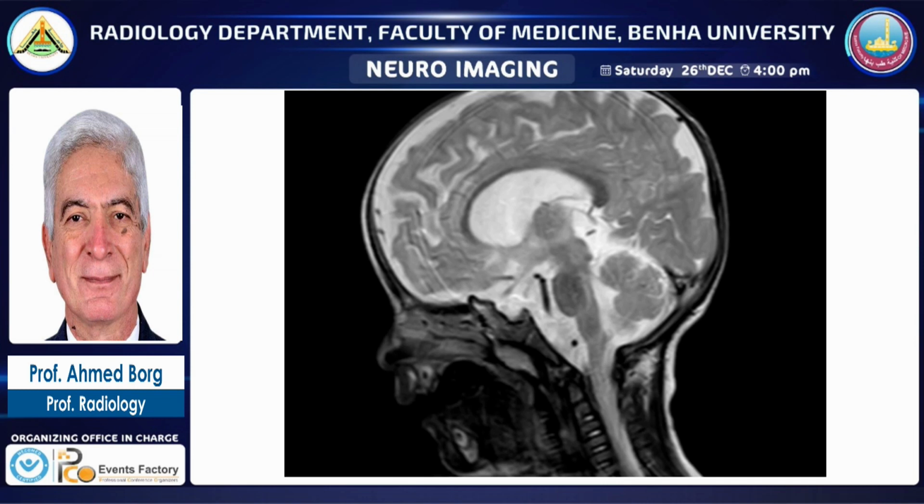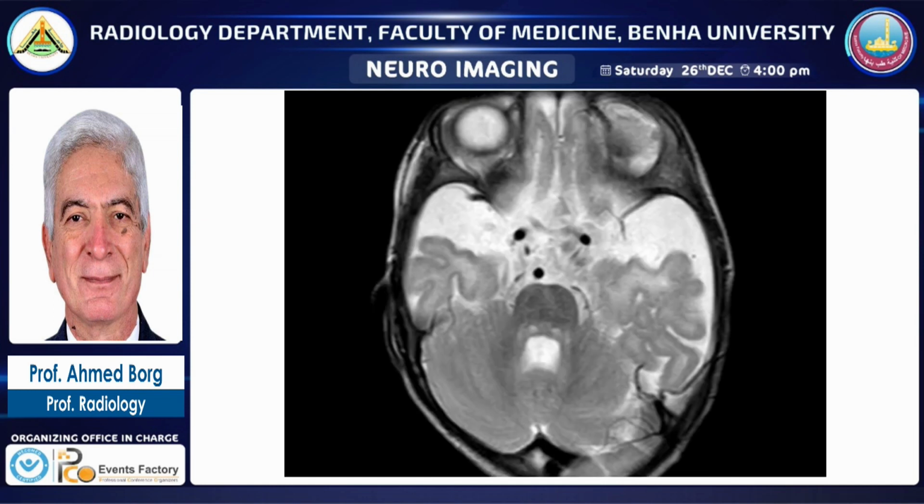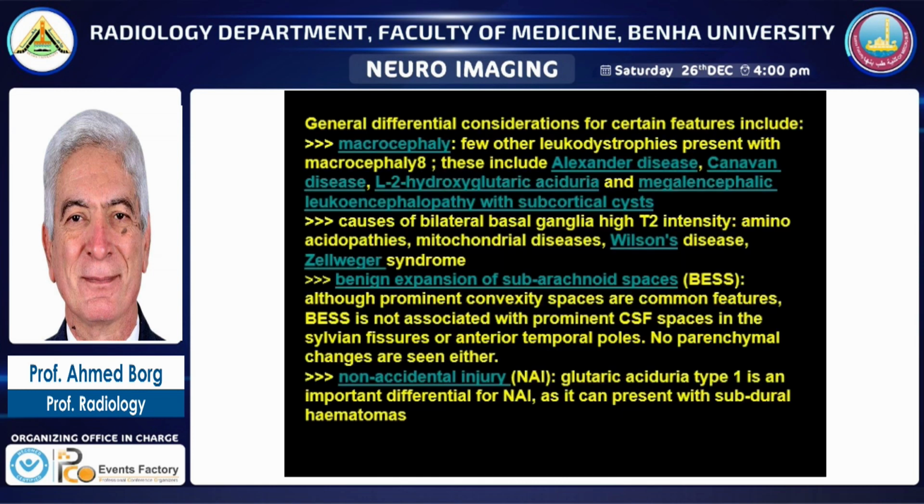Some degree of hydrocephalus is seen with a stretched corpus callosum. Enlarged anterior temporal CSF space. Diagnosis: glutaric aciduria type 1. This is some sort of leukodystrophy.